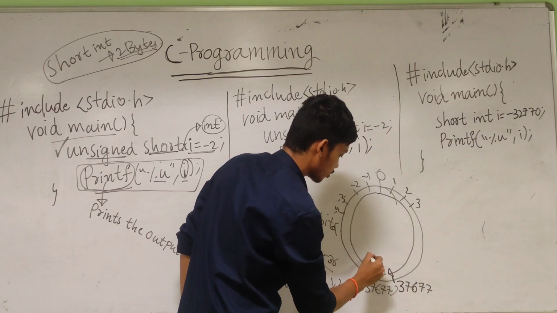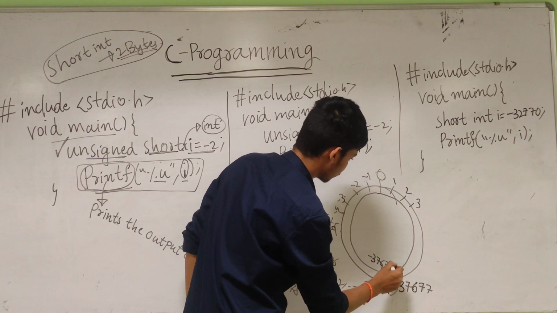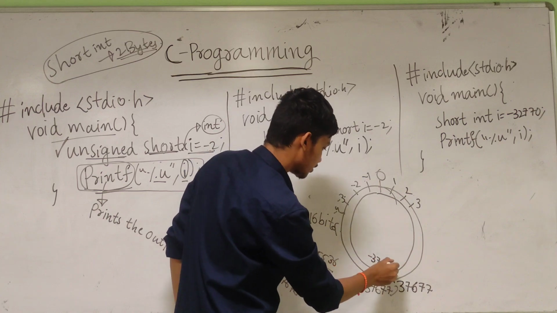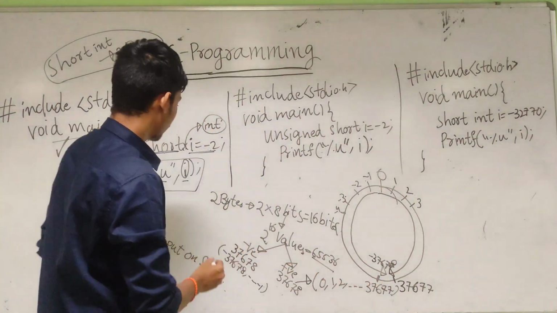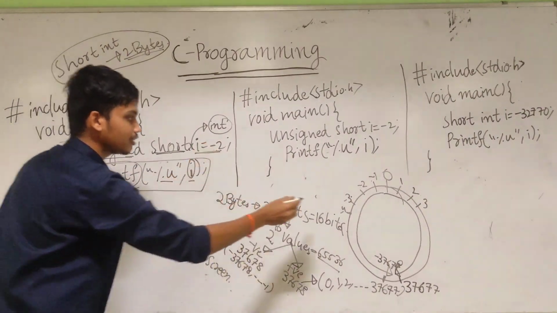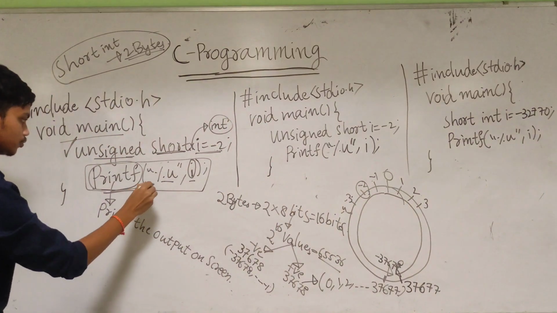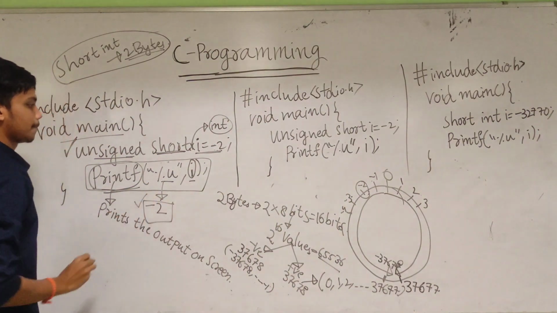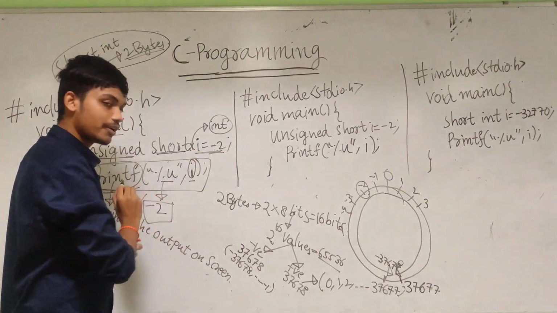What will be this point? This is minus 37678. Now observe this, is this minus 2 in the range of this value? So minus 2 is there, so this will print minus 2. Minus 2 is in the range of short, so directly minus 2 will be printed.